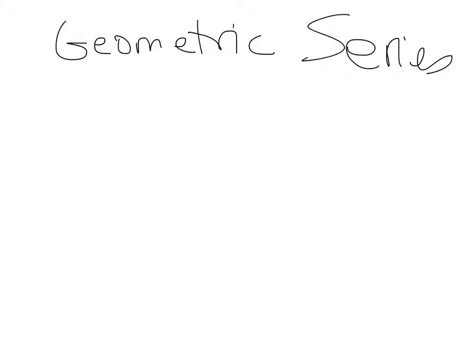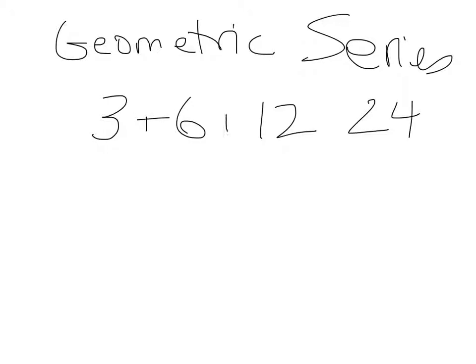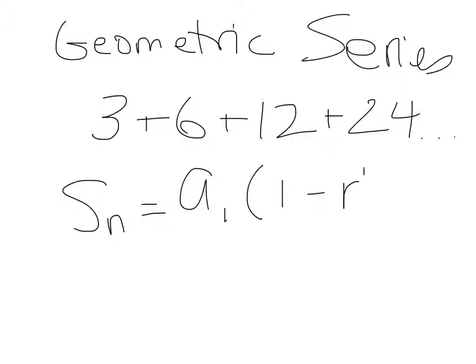Okay, and the final formula that we learned is for geometric series. It's for when we have the numbers that you just saw, 3, 6, 12, 24, but we are adding them instead of just listing them. Let's say I wanted here the sum of the first 10 terms. Well, this is probably the most complicated formula of all of them. It's S of n equals a sub 1 times 1 minus r to the n, all over 1 minus r.